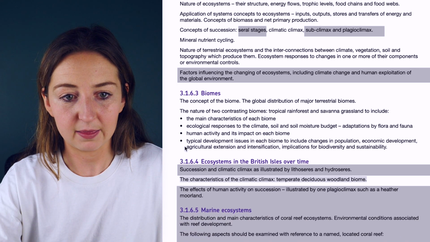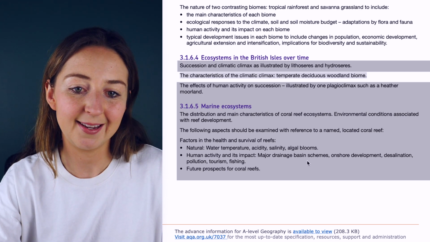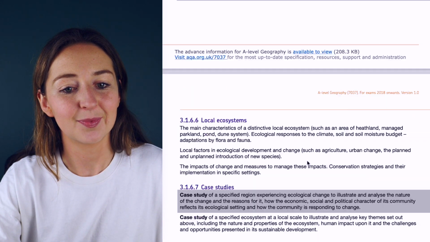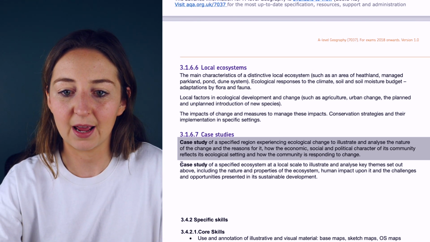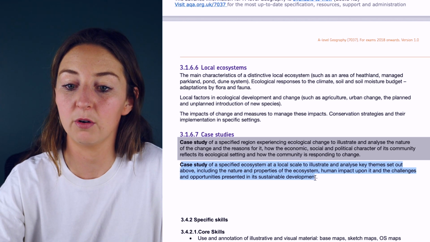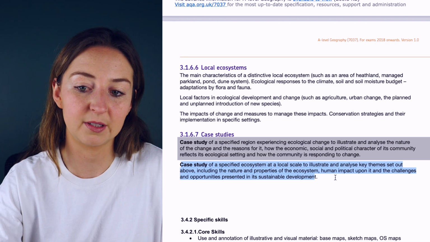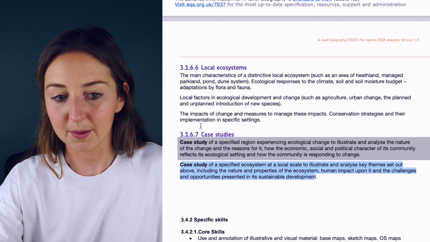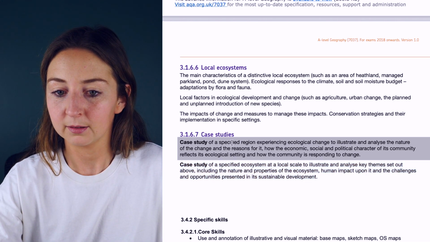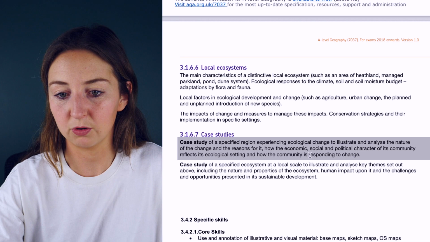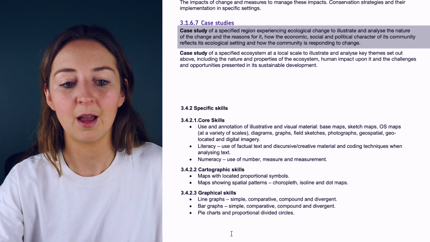As you can see here, that biomes is all in there. Marine ecosystems is out of here. And then local ecosystems is all in there. And then as you can see, your case study is of an ecosystem at a local scale to illustrate and analyse key themes set out above. So maybe that's quite important to think about, and that this is omitted from it, it's not on the list. However, remember, case studies are important as you go throughout for all of them.